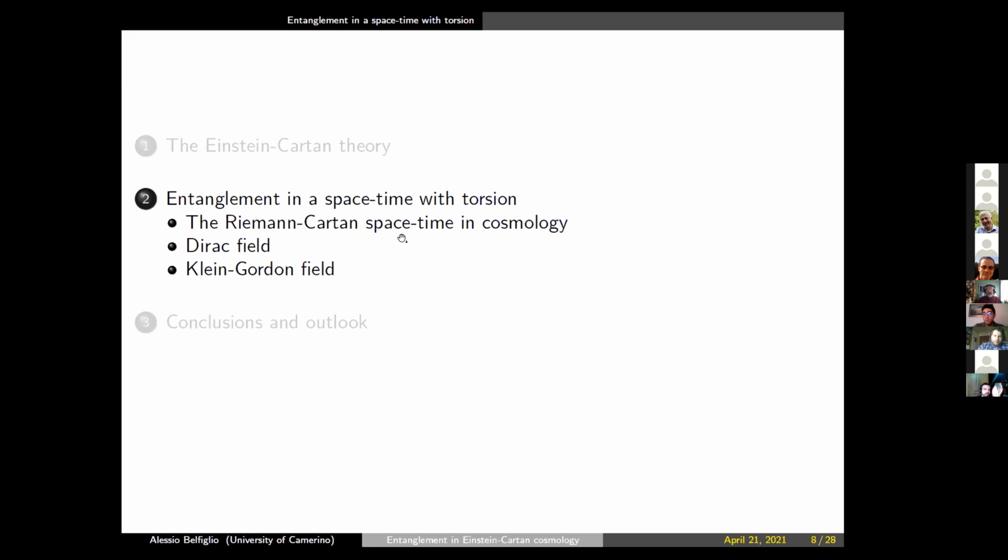The aim of our work was to try to characterize entanglement in such a space-time, in a space-time that contains not only curvature, so not the space-time of general relativity, but the Riemann-Cartan space-time. Of course, in trying to do this in cosmology, we need to satisfy some constraints that are the constraints of the cosmological principle, so isotropy and homogeneity of space-time. So I will briefly introduce how Riemann-Cartan space-time can be described in a cosmological scenario, and then I will move to the characterization of entanglement for Dirac and Klein-Gordon fields.